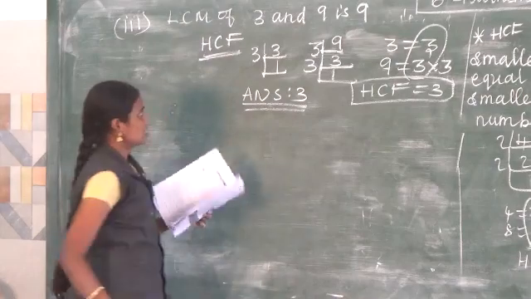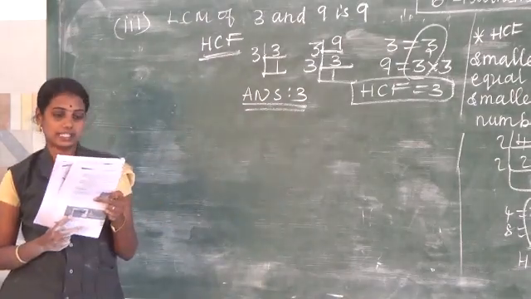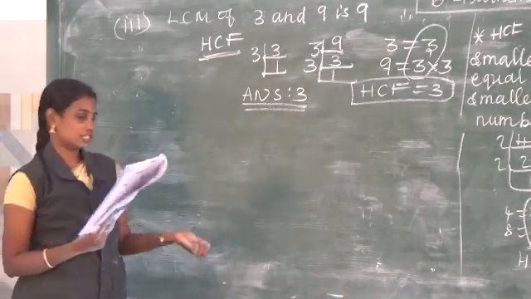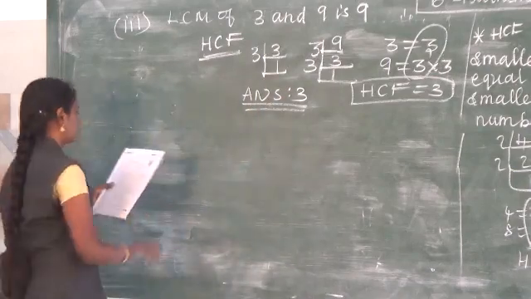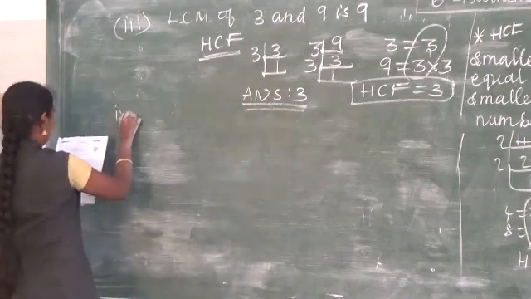The question is that the LCM of 3 and 9 is given, find the HCF. HCF means we will find out separately. Use only the prime numbers. Next question is option 4.